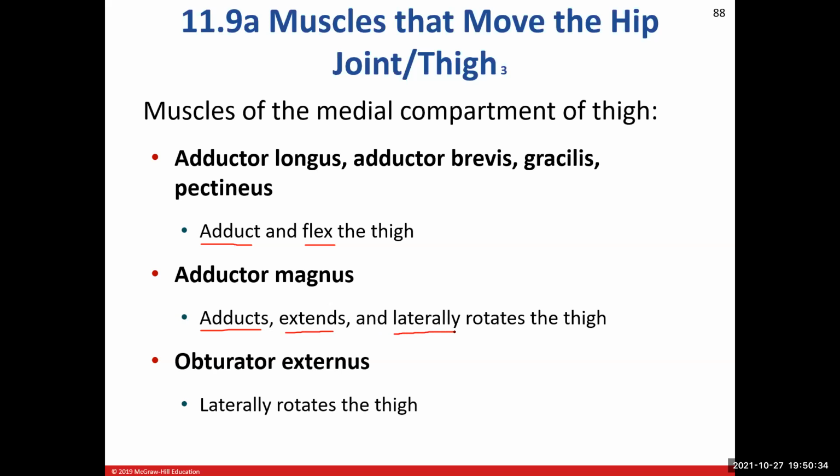Another muscle that you don't have to know for identification purposes, but you should still know, is obturator externus. Externus tells you the movement that this muscle is going to do. It is also going to externally rotate, or laterally rotate, the thigh.